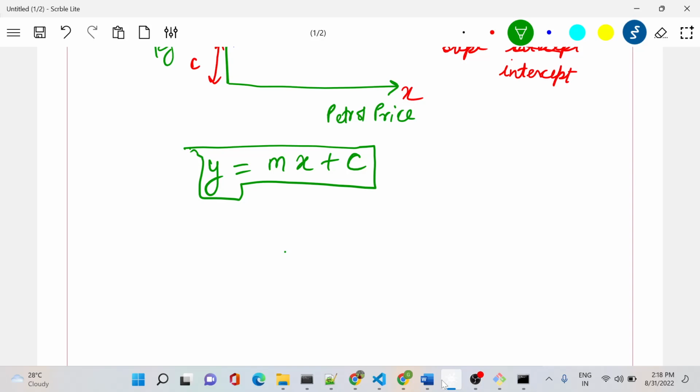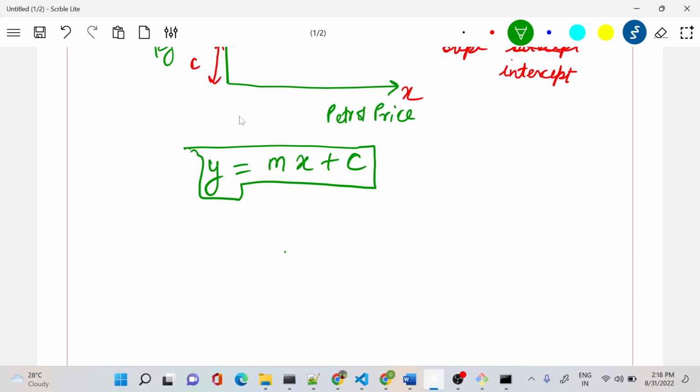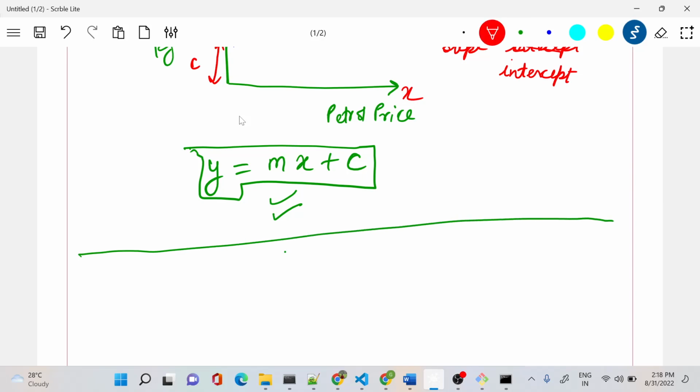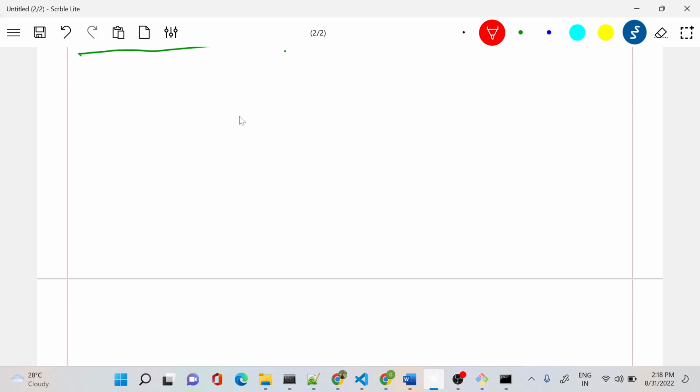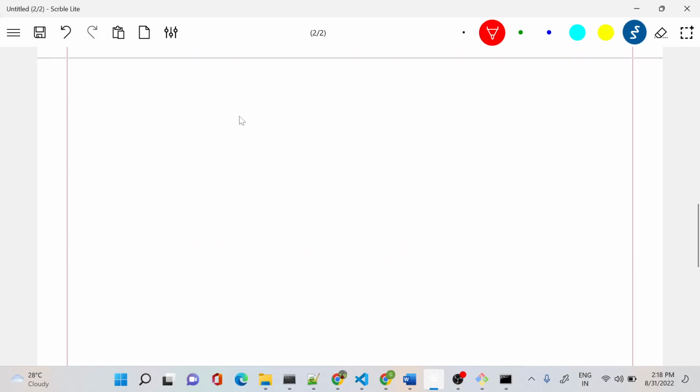Starting from where we left off in the last video, this is the linear equation that we got. Let's write this equation again, and we'll use a different color this time so that there is no confusion. Okay, let's start from a new page.